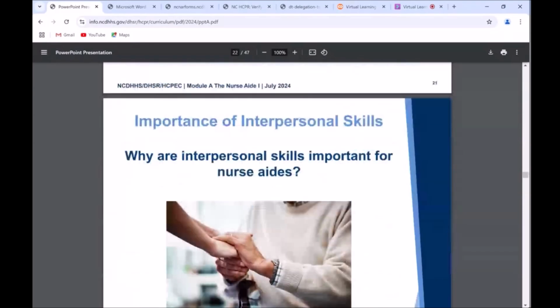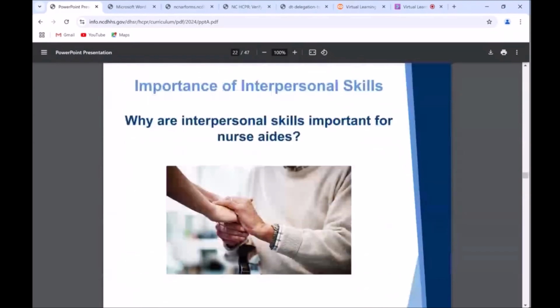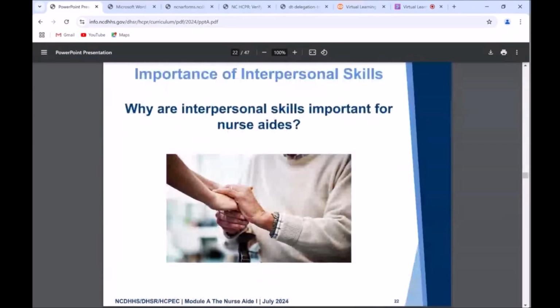Why is it important? Well, if you are a nurse aide, you're going to be interacting with a variety of people while you're on duty. It's important to understand how your actions and attitudes can impact those around you, including residents, family members, and coworkers. Use of appropriate interpersonal skills is essential for success.